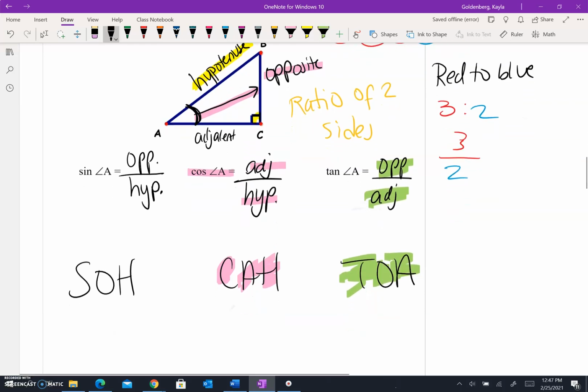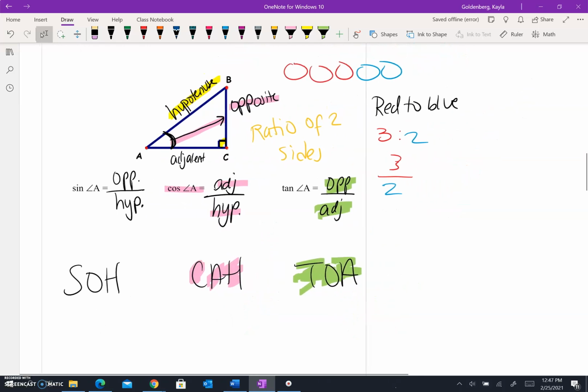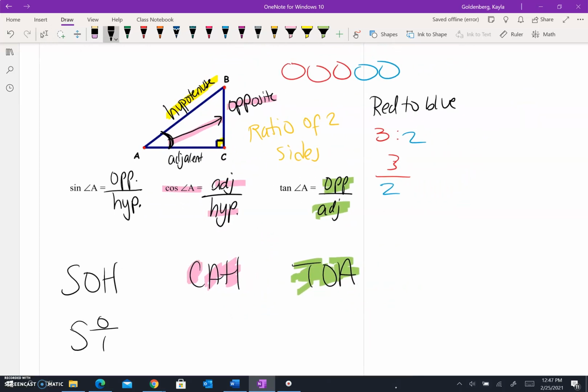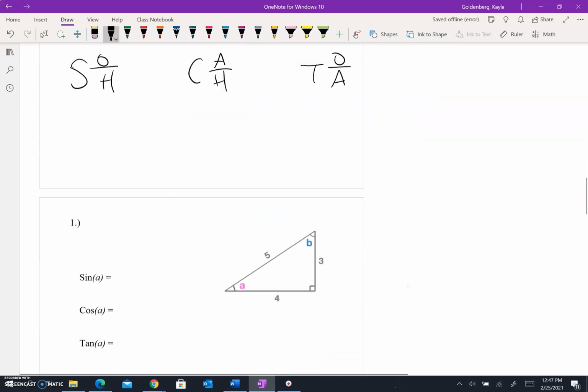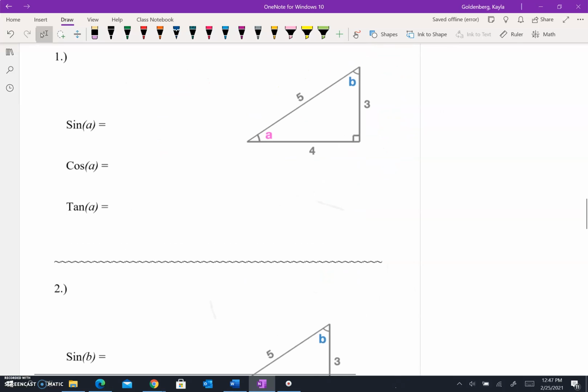Some students also prefer to think about it a little bit more visually, and they'll write it like this. However you prefer is fine. But remember, all these are just directions for finding a ratio of two sides. We're just comparing two side lengths. And so let's look at what this actually looks like, right? It's a little hard to see what it looks like without thinking about it.